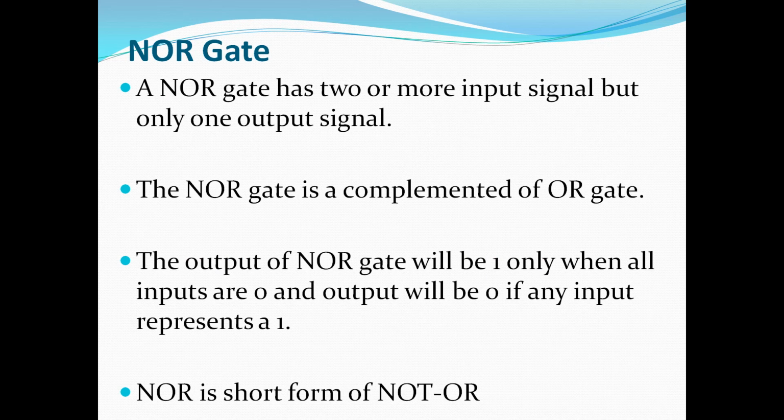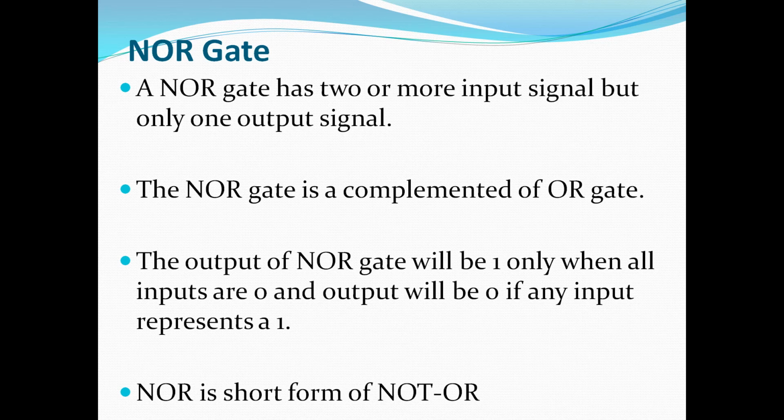The NOR gate is a complement of the OR gate. See, the OR gate output is x plus y. Here NOR gate means (x plus y) whole dash. First we will take the OR gate, then we will complement that one. When we complement, it will be (x plus y) whole dash.